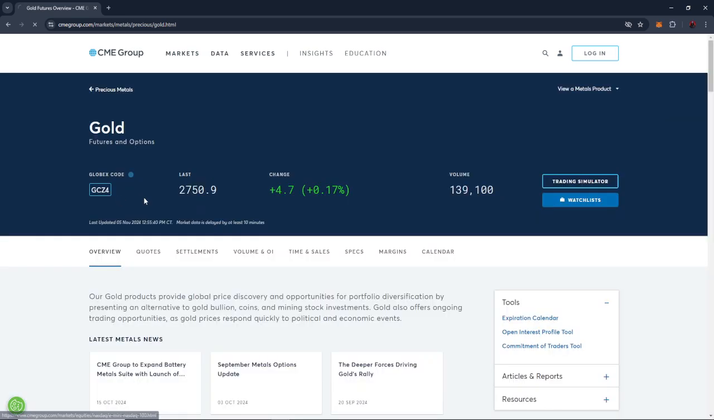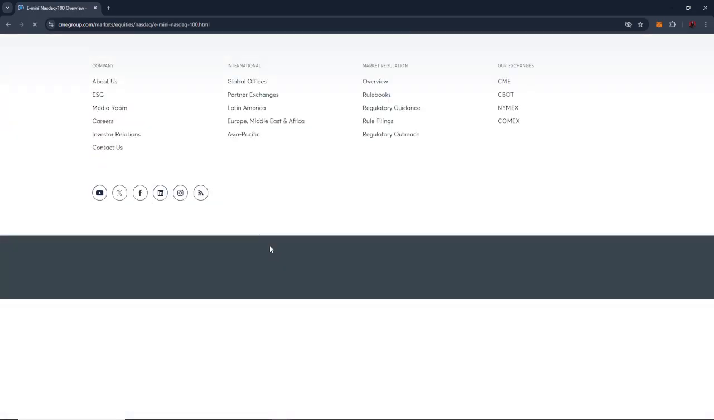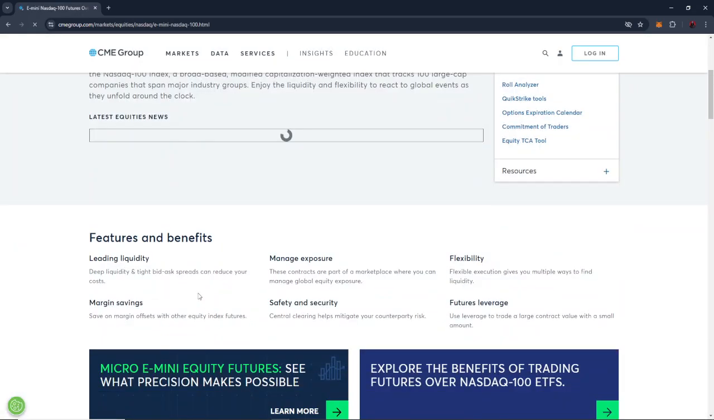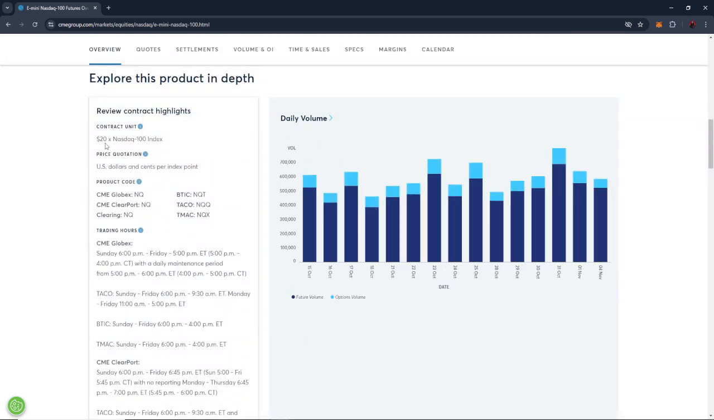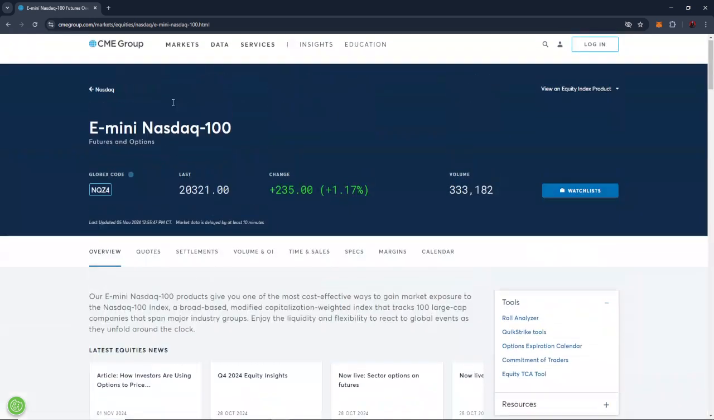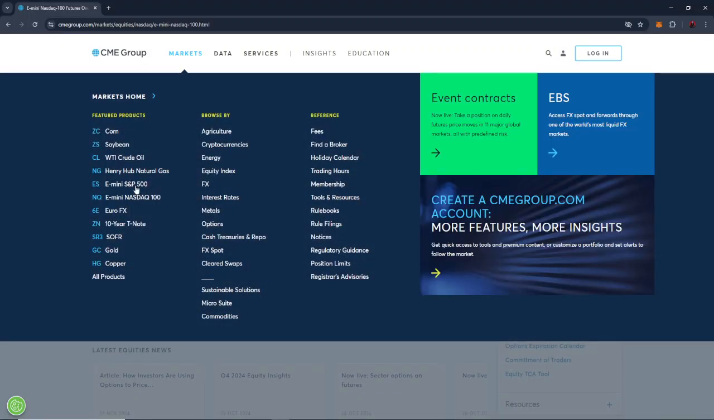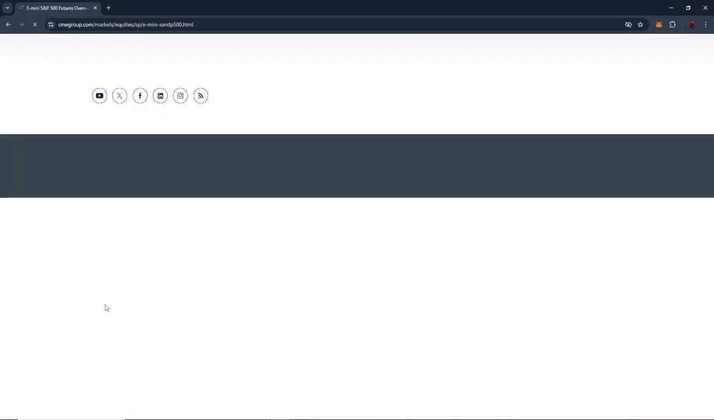As you can see, if we click on the E-mini Nasdaq and scroll down, the contract unit is basically 20 times per dollar. So it moves up or down. The standard contract will make you $20 or lose you $20, depending on what you did. The S&P 500, however, is a bit higher leverage.